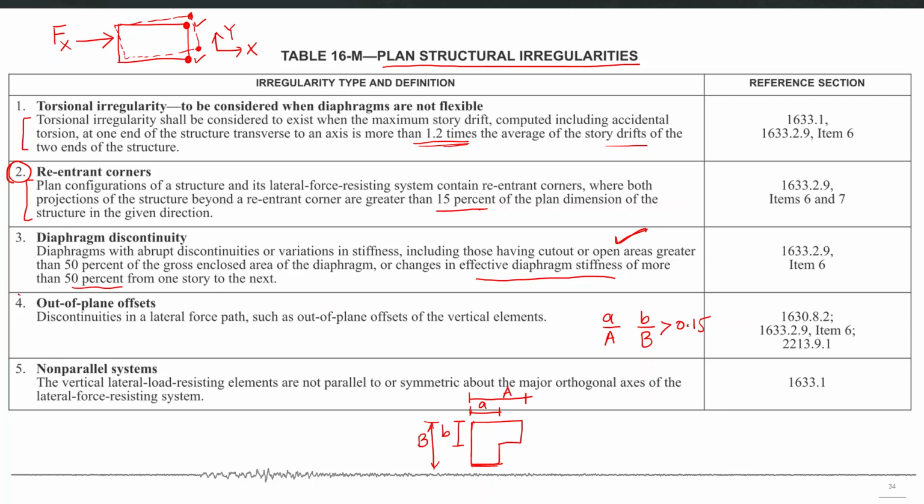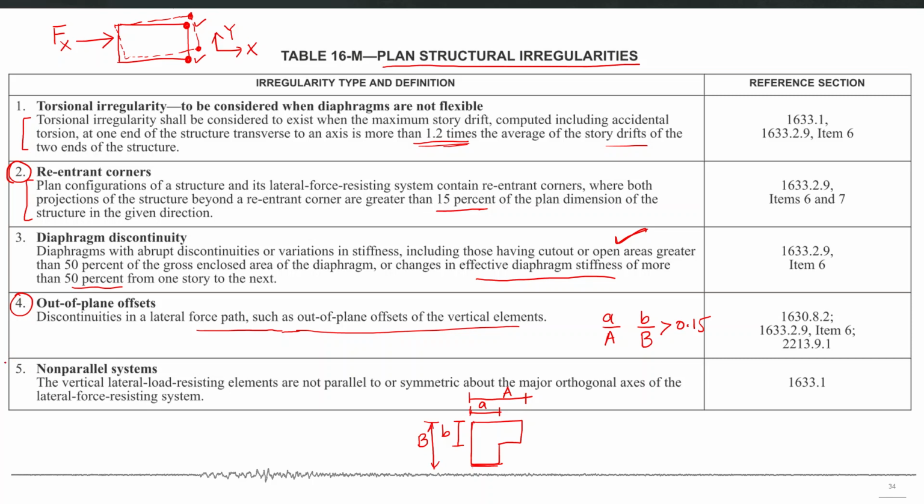You can also have number 4, which is the out of plane offsets: discontinuities in the lateral force path, such as out of plane offsets of the vertical elements. If the lateral force path is not continuous, for example, an element which is supposed to transfer load to an adjacent element, and that adjacent element is not there, you will have a discontinuity, and in that case you will have the type 4 irregularity.